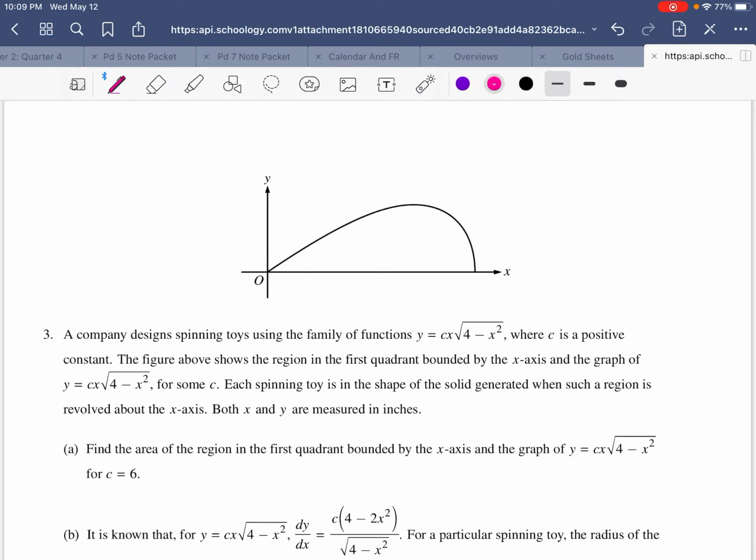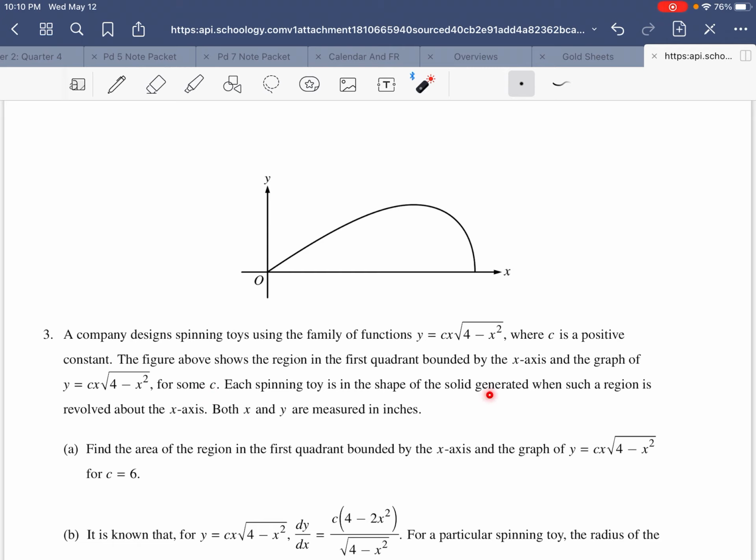Okay, I'm going to be going over problem number 3, which is arguably the toughest one on the exam. And we're not allowed to use a calculator for this one. Number 3 says, a company designs spinning toys using the family of functions given right here, where C is a positive constant. The figure above shows the region in the first quadrant, bounded by the x-axis and this graph of this function for some random value of C.